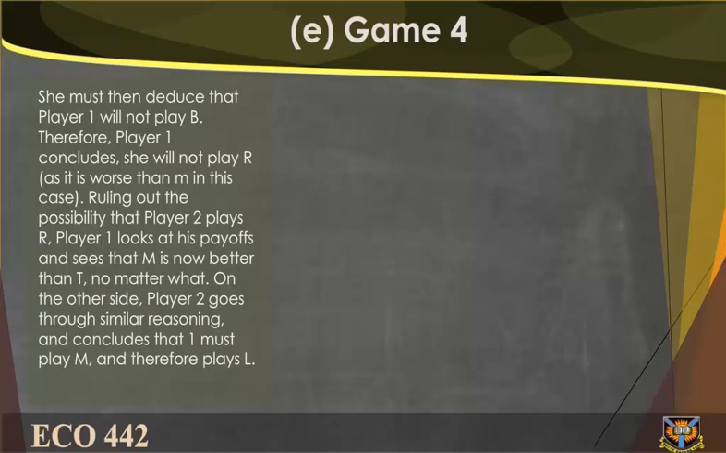Ruling out the possibility that player 2 plays R, player 1 looks at his payoffs and sees that M is now better than T no matter what. On the other side, player 2 goes through similar reasoning and concludes that player 1 must play M and therefore plays L.